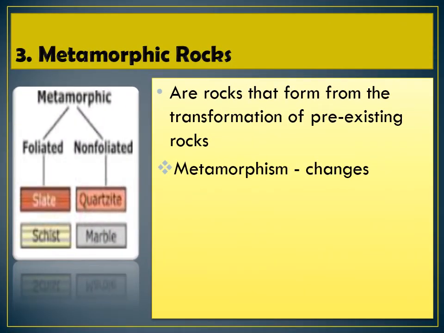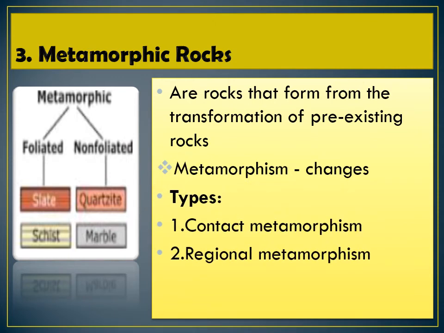Finally, let's talk about metamorphic rocks. These are rocks that are formed from the transformation of pre-existing rocks such as igneous, sedimentary, or metamorphic rocks through the process of metamorphism. The question is, what is metamorphism? These involve changes in the physical and chemical properties of rocks in response to heat, pressure, and chemically active fluids. There are two types of metamorphism.